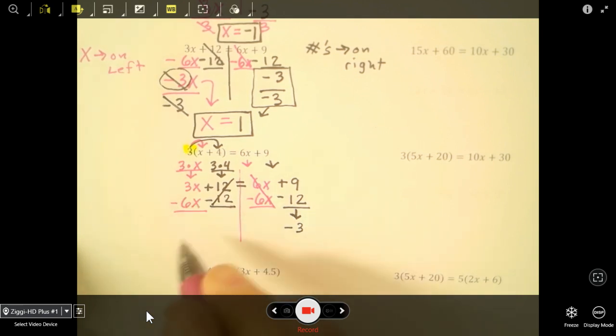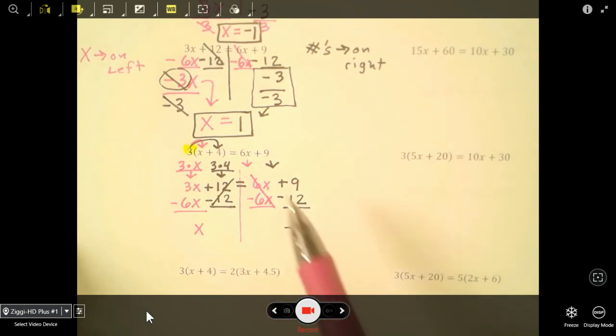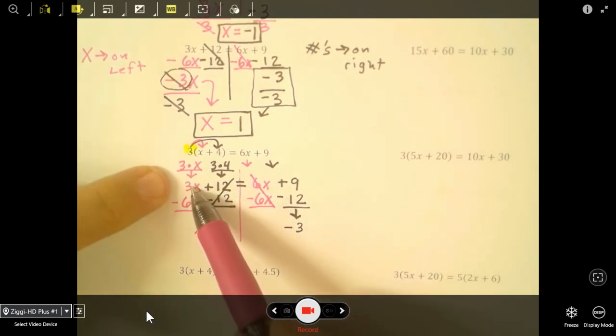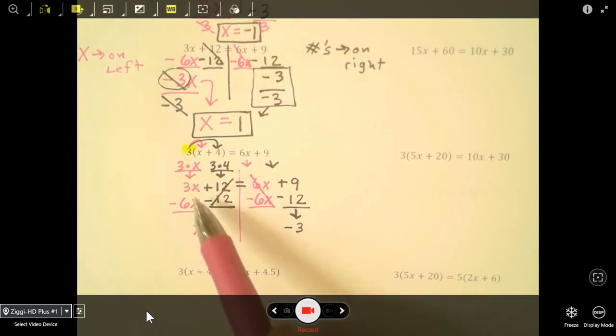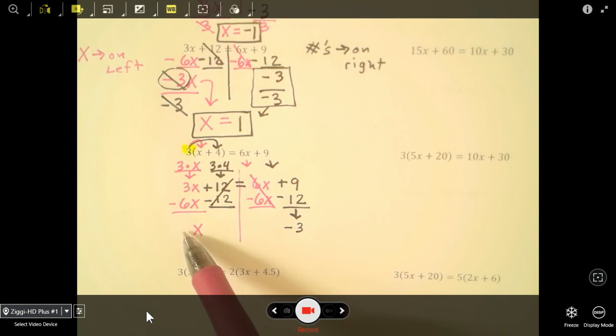Now this is going to give me some value of x. However, I don't know what it is, right? I just know that it's going to be 3x's minus 6x's. So in my calculator, to do the math, I'm just going to subtract the number in front of the x and then write it down here, and it'll tell me how many x's I have. So 3 minus 6.